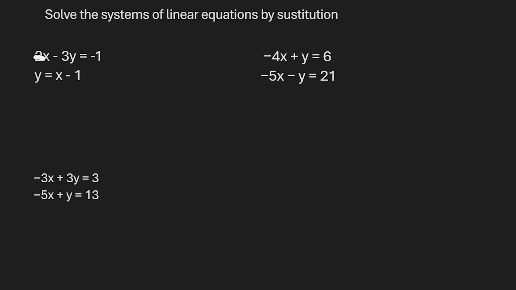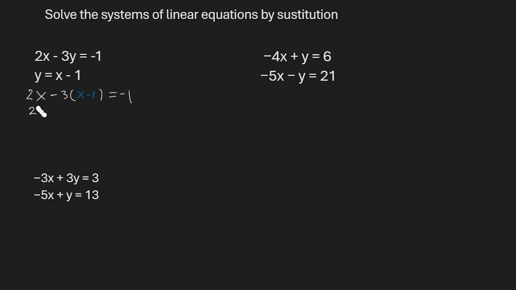So I'm going to write this equation: 2 times x minus 3 times the value of y, all of that equals -1. The value of y is going to be x minus 1. Okay, now this is the distributive property. The number 3 is multiplied by x minus 1. So I'm going to start by multiplying.